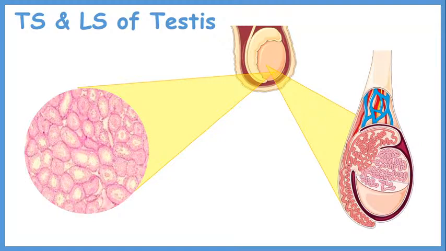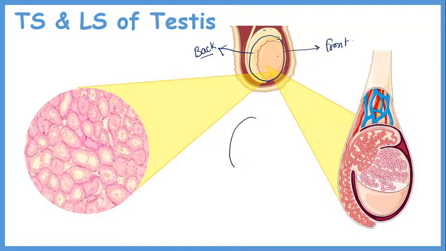So basically, testis is an ovoid structure. Ovoid means what? It looks like an egg. Basically, it's like a pair of eggs hanging in the scrotum. So this is the structure of the testis, which is an egg-like structure. Now, can you tell me which is the front and which is the back? Always the epididymis is in the back. So this is the back side and this is the front side.